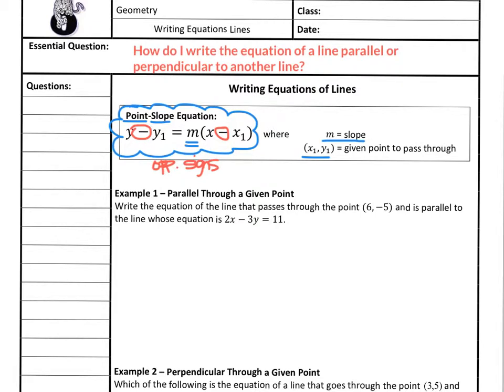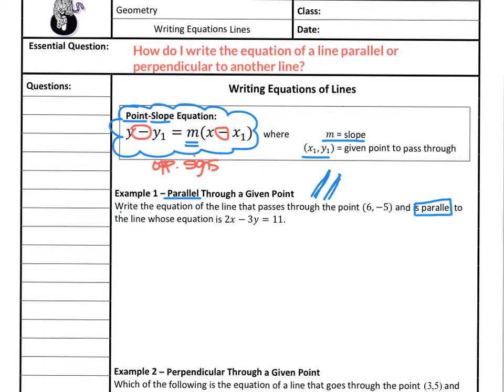So example number 1 says we're going to do parallel through a point. Okay, so parallel lines are like that. And so those are not exactly parallel, but if they're parallel through a point, then that means that their slopes need to be exactly the same because they have the same increasing or decreasing rate of change.